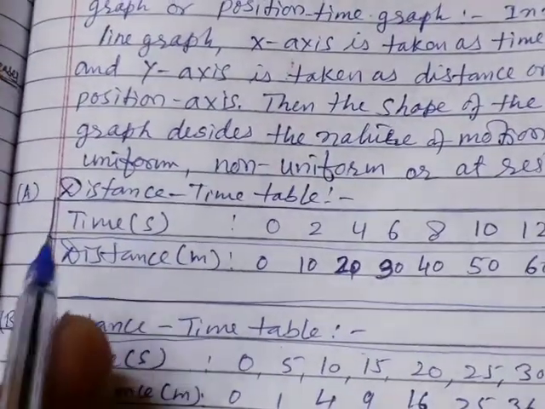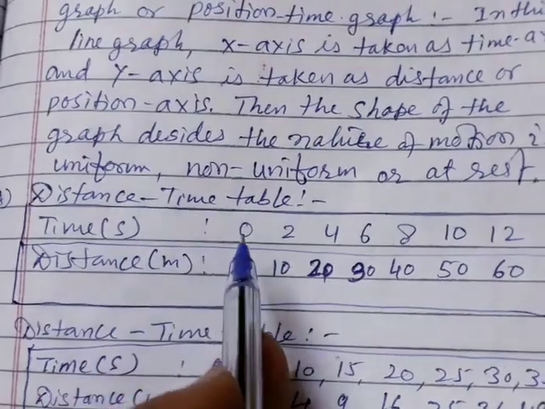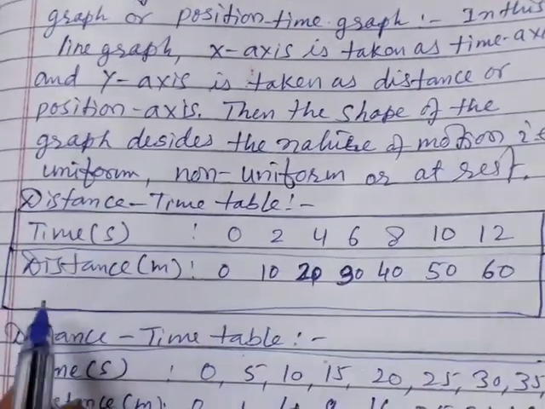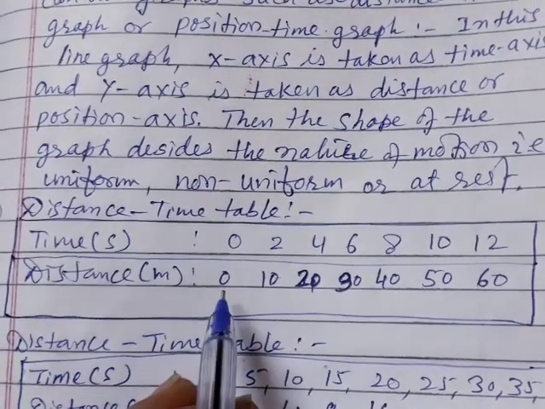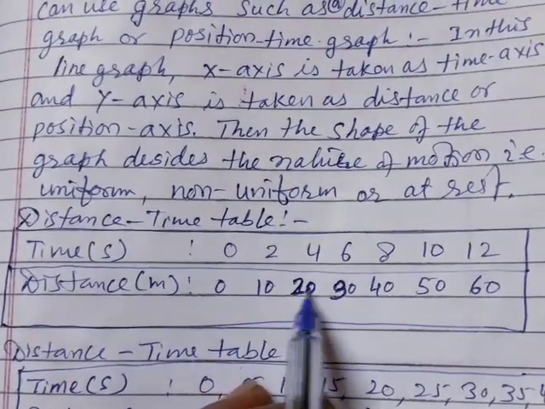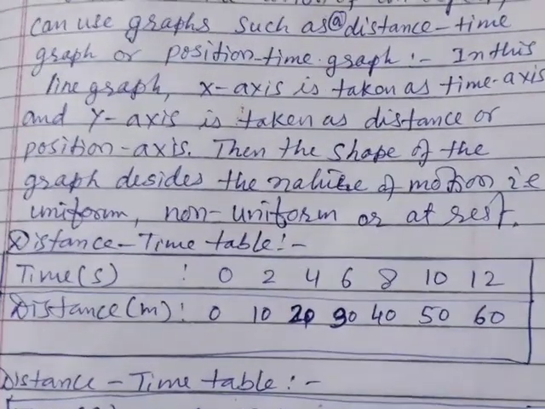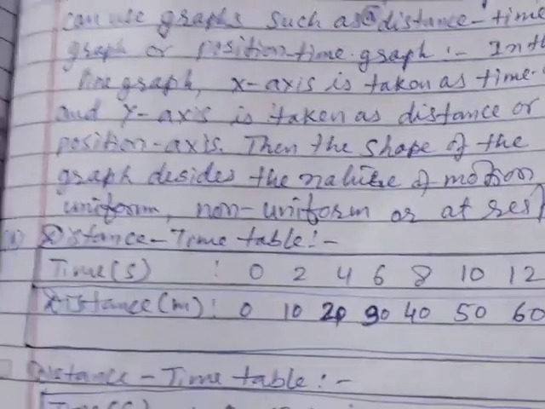Just you see that the time is mentioned as 0, 2, 4, 6, 8, 10, 12 seconds and the respective distance is 0, 10, 20, 30, 40, 50 and 60. Now we are going to plot the distance-time graph with the help of this.